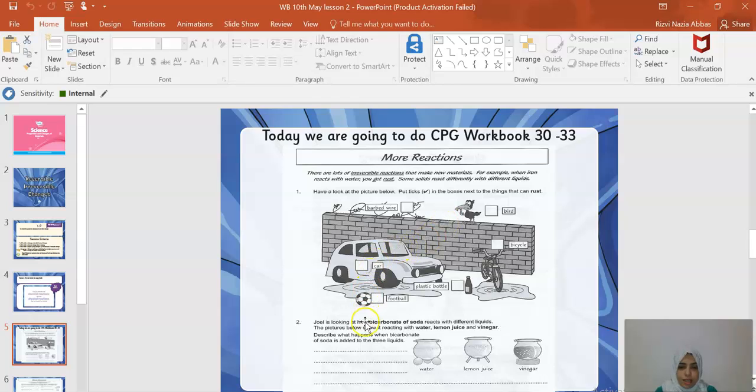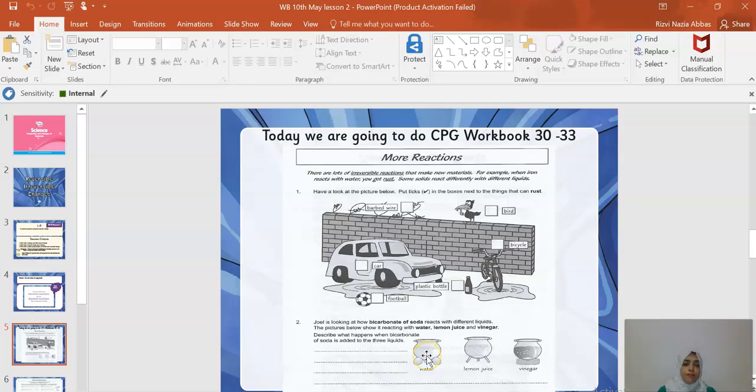Now Joe is looking at how bicarbonate of soda reacts with different liquids. We did bicarbonate of soda with vinegar. Now he has different liquids. The picture below shows it reacting with water, lemon juice, and vinegar. So describe what happens when the bicarbonate of soda is added to the three liquids. Now this is water, lime juice, and vinegar, and he's adding bicarbonate of soda or baking soda.